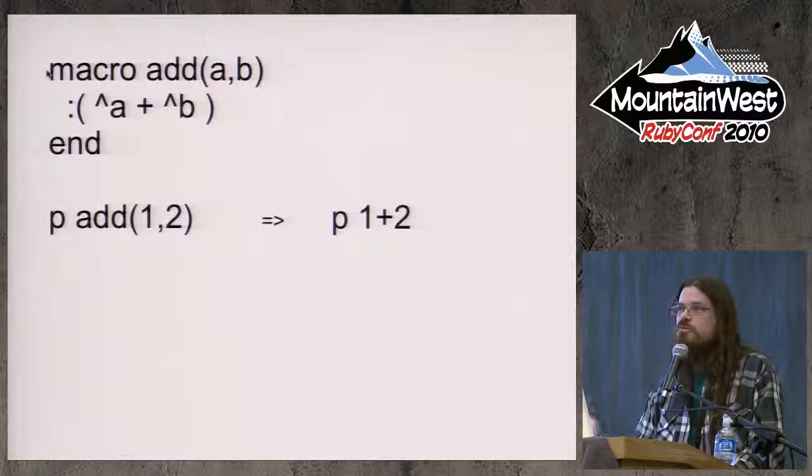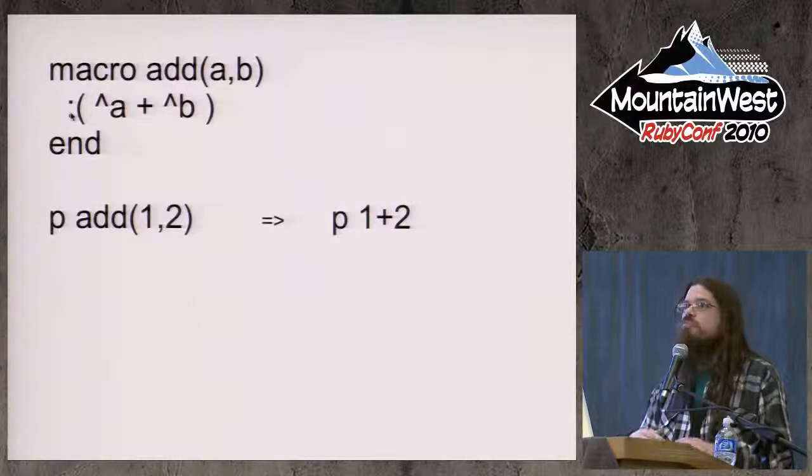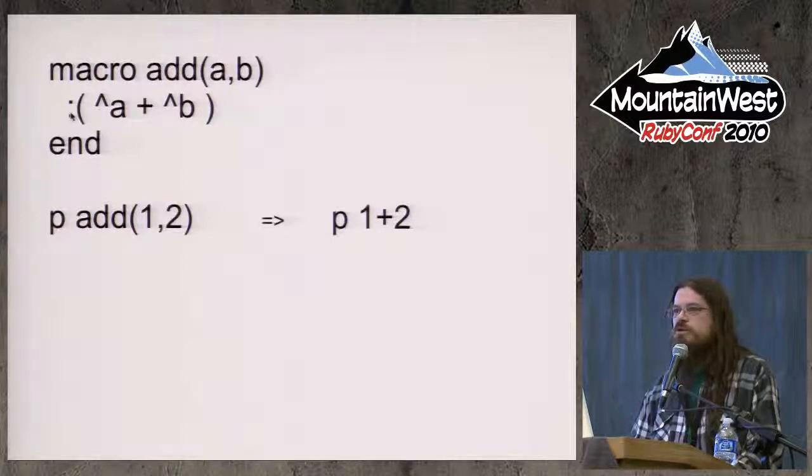It looks like a method definition, but instead of def, you have macro. But inside of the macro, typically you will have a form. That's this parenthesis thing, but it's got a colon on the front. A form is a way of quoting your code, and I'll explain it in a little more detail in a couple of minutes.